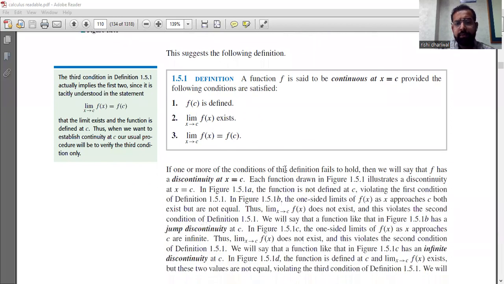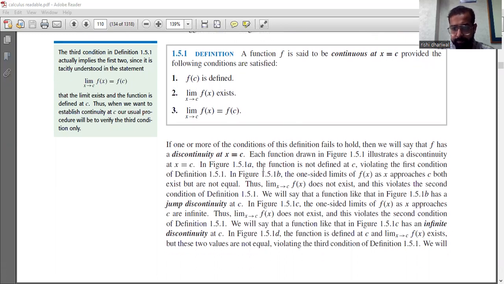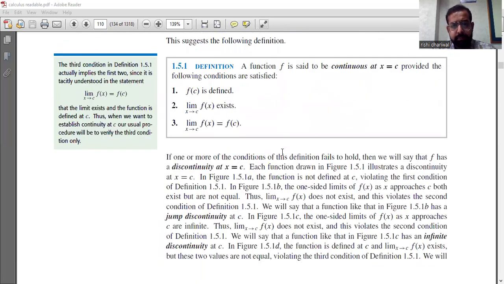If one or more of the conditions of this definition fail to hold, then we say that f is discontinuous at C. That means if any one of the three conditions cannot be satisfied, then the function is discontinuous at that point. Like this, we define a discontinuity.